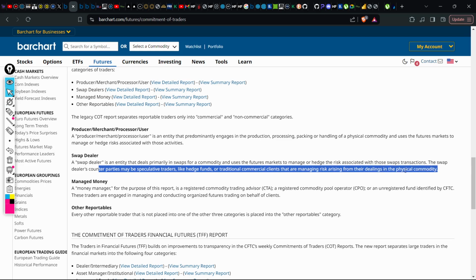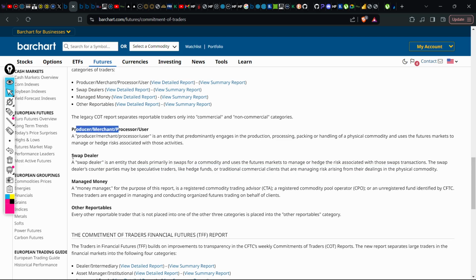All right, so as you can see, the producers and the swap dealers are kind of in the same category, but the swap dealer here is serving both speculative traders like hedge funds and traditional commercial clients who are managing risk from their dealings in the physical commodity. This is like an intermediary. And these are the guys who now place positions on behalf of either of the two categories.